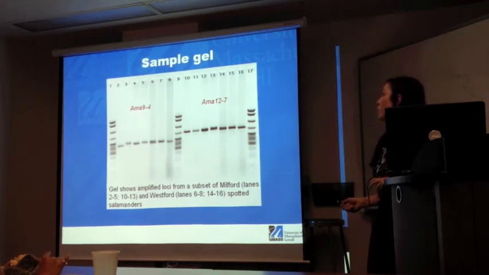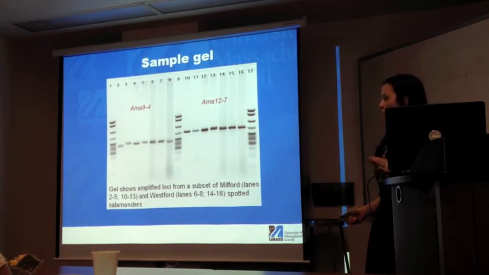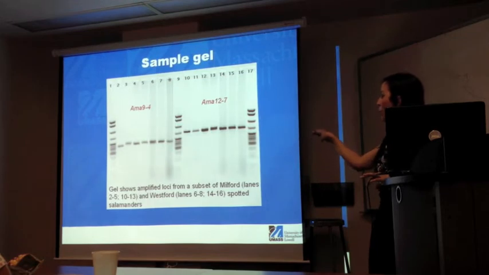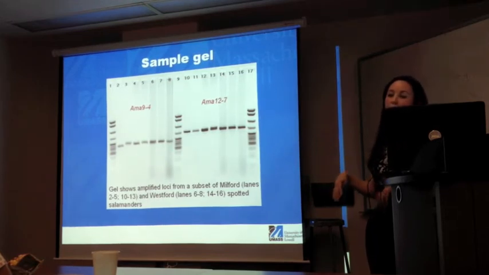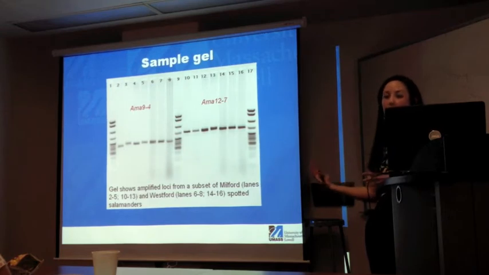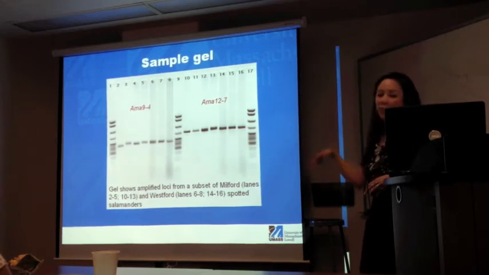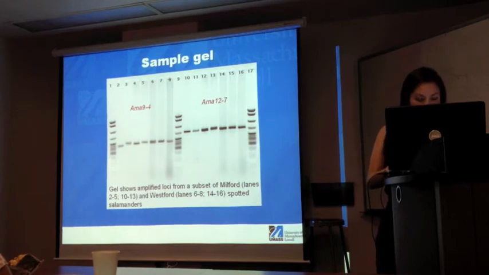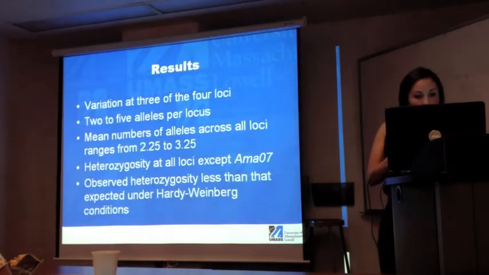So in this one, this is one of the microsatellites, this is another microsatellite. And then there are 2 subsets of a population on here. So these lanes 2 through 5 are Milford, and same here, 10 through 13 are Milford. And then Westford is in 6 and 8, and the same individuals in 14 through 16. So repeated individuals, but at 2 different microsatellites. So normally it was 1 gel with 1 population and 1 microsatellite, but just for your visual enjoyment, I created one like that.